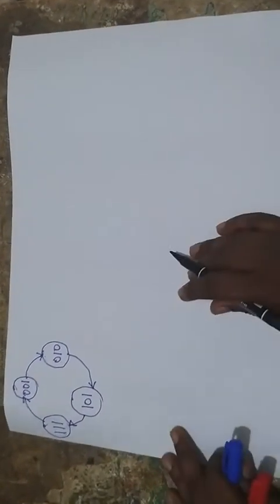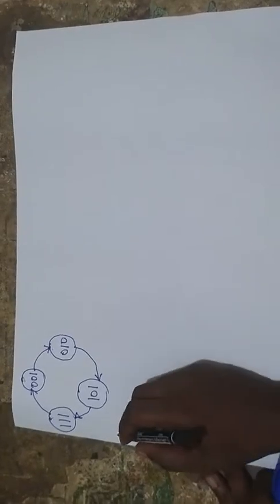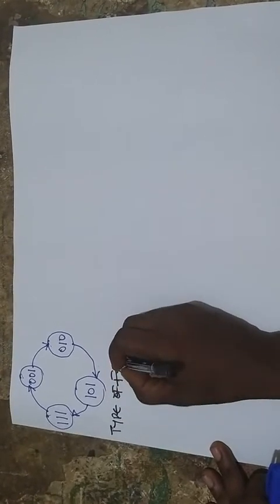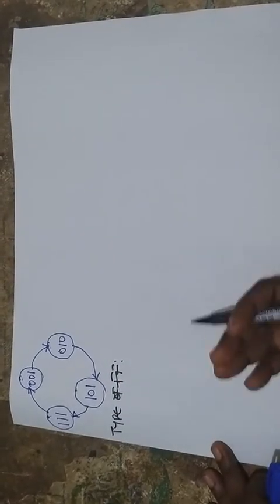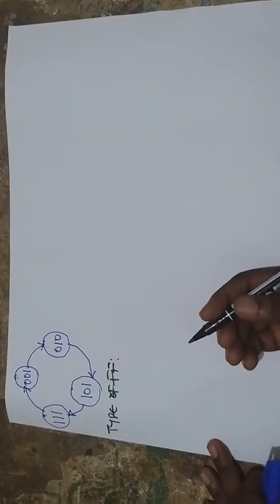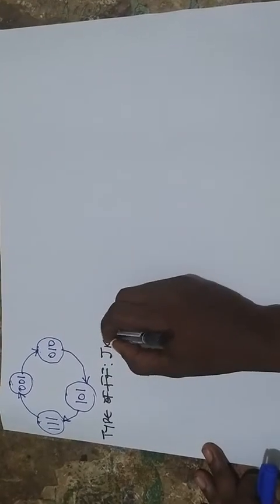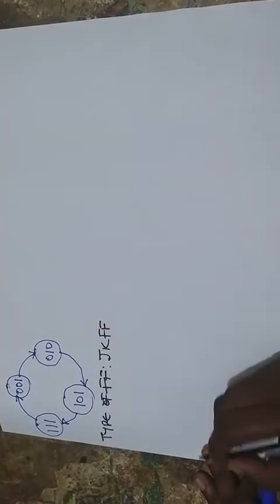The next thing we do is to determine the type of flip-flop we are going to use. We were not told the type, so we will decide any type we want to use, be it T flip-flop or JK flip-flop. But I'm going to use JK flip-flop.